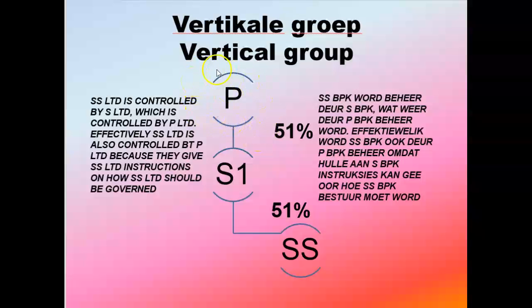Now, how come P can exercise control over the decisions that S1 is going to make? They will actually prescribe to S1 what decisions S1 must make, and as far as SS is concerned, because they control the decisions made by SS. So indirectly, P controls S1, and by that control, you also by implication will control SS. Therefore, P, S1 and SS all form part of the same group of companies, where S1 and SS are subsidiary companies, and P is the parent company.